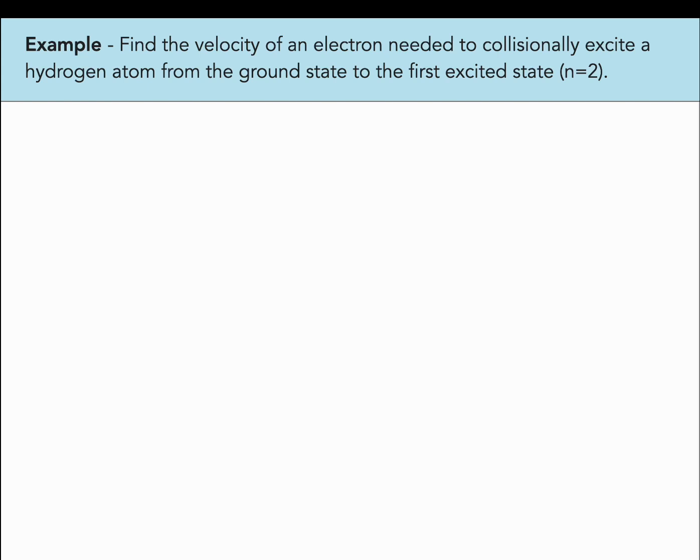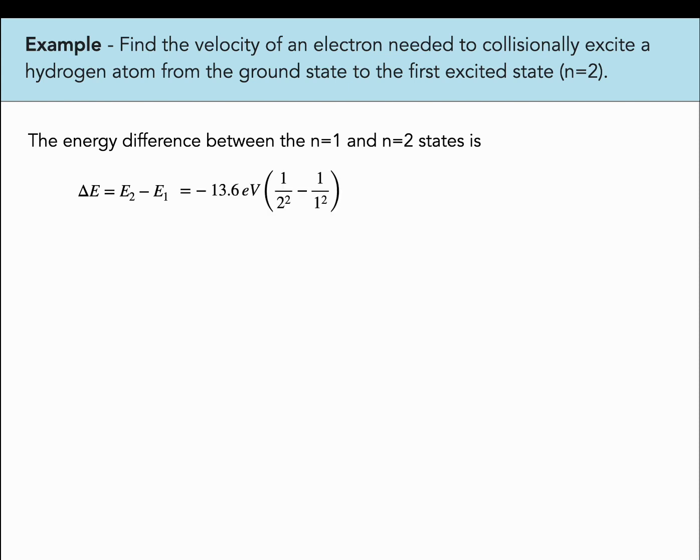Okay, so let's do a little example. Let's find the velocity that you would need an electron to have to collisionally excite a hydrogen atom from the ground state to the first excited state. So the energy difference between the n equals 1 and n equals 2 states is just given by this. So that's the energy of the second state minus the energy of the first state. And you plug all that in, you get 10.2 electron volts.